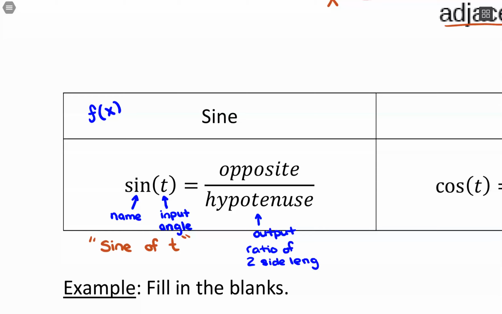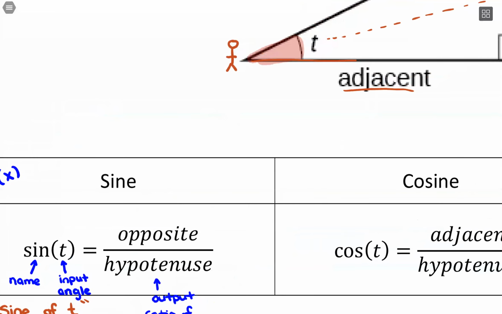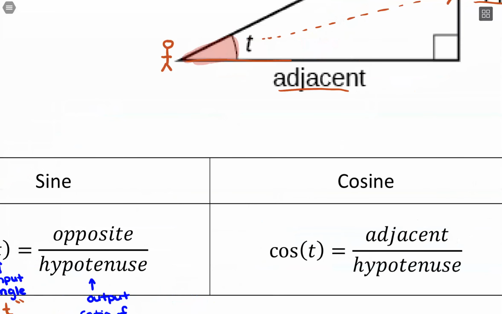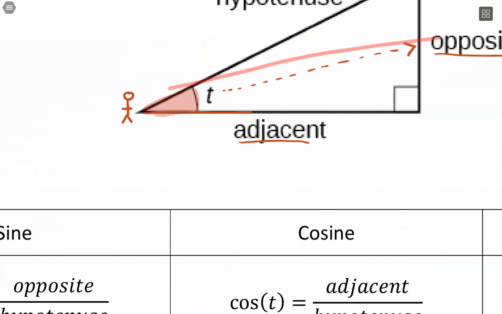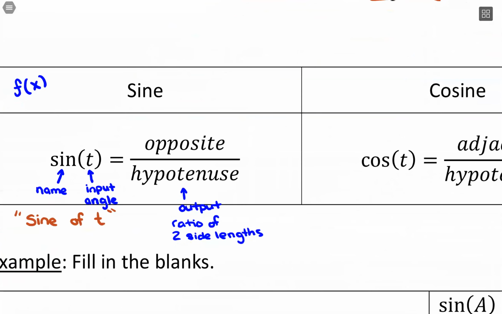So what we're getting here is this relationship. We have this new function that we're calling sine. And the idea is that if we're working with a sine function and we're focusing on this angle t, then standing at that point in the triangle, we take the length of the side that's opposite of it divided by the hypotenuse. So that's our function sine.